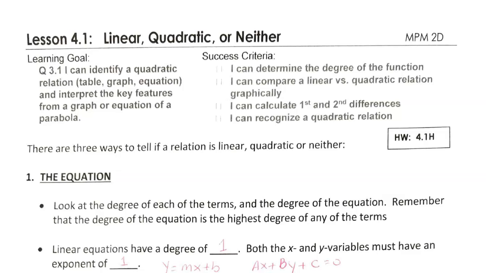Now what we're going to do in this unit, quadratic functions, is actually look at what visually a quadratic is and its characteristics and so on. So the starting off lesson is lesson 4.1. Can you tell the difference between a linear function, so like a straight line, versus a quadratic, which kind of looks like a U, or neither?